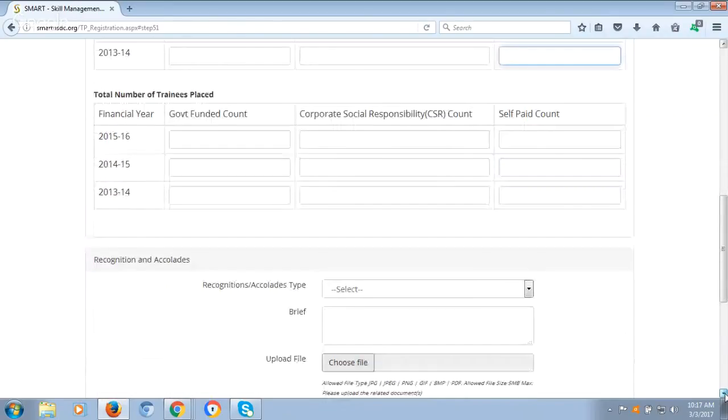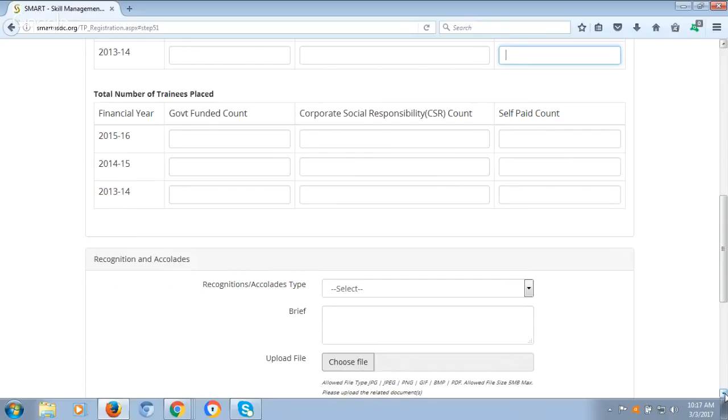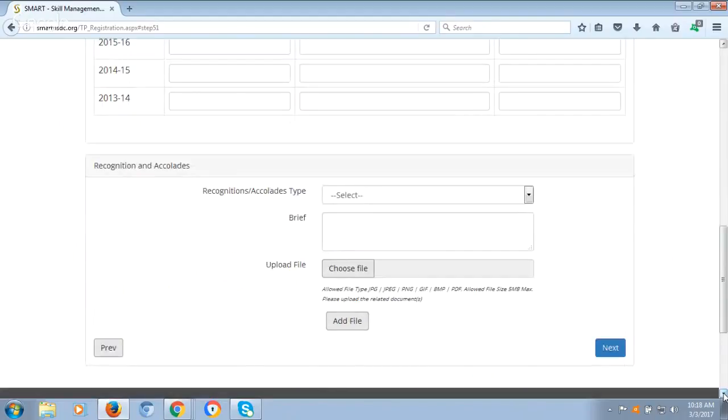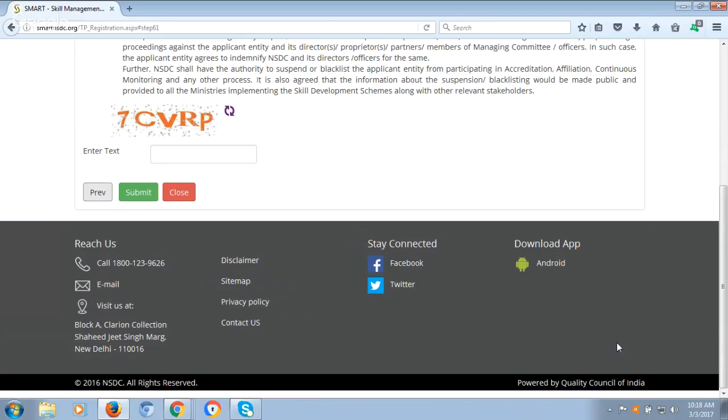And not only that, if there were job oriented trainings, how many of them have been placed in jobs? Total number of trainees placed, how many, shows the effectiveness of the training the institute has imparted. Recognition and awards. Recognition and awards, you have to add files there. Brief, recognition and awards. The award types they have defined are print media, online media, so you have awards. And then you have to fill the next.